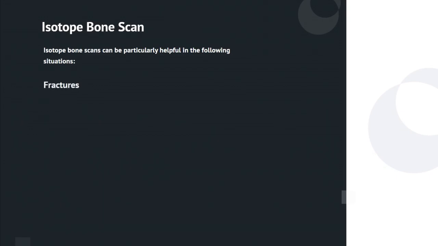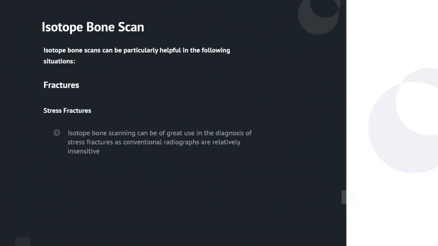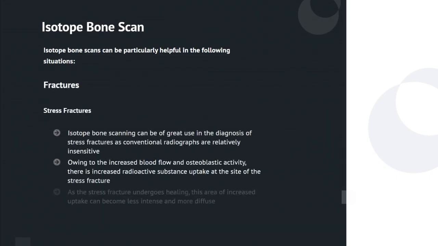Isotope bone scans can be particularly helpful in the following situations. Fractures. Stress fractures. Isotope bone scanning can be of great use in the diagnosis of stress fractures, as conventional radiographs are relatively insensitive. Owing to the increased blood flow and osteoblastic activity, there is increased radioactive substance uptake at the site of the stress fracture. As the stress fracture undergoes healing, this area of increased uptake can become less intense and more diffuse.